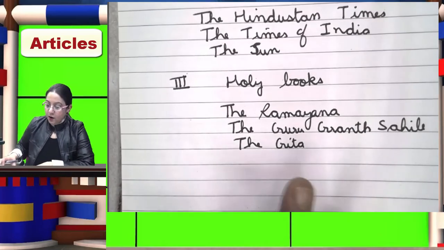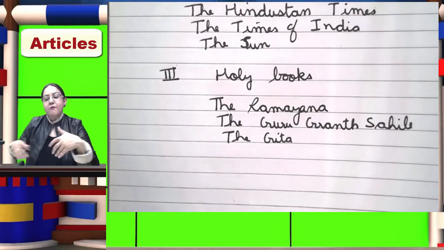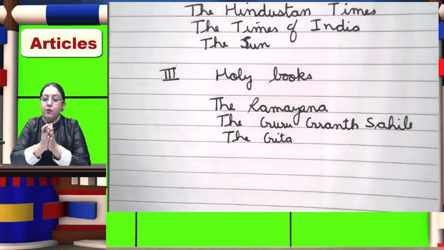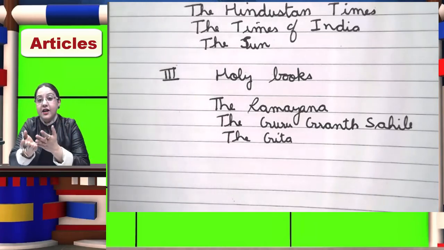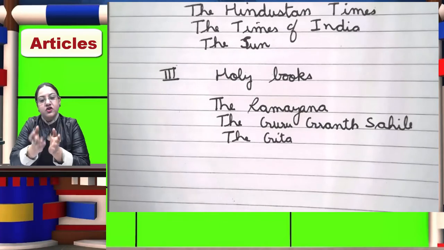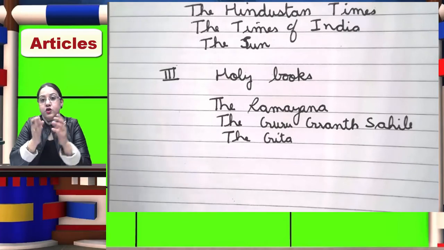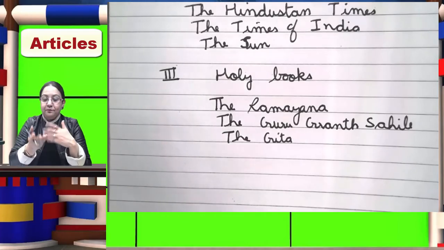Again, when I'm talking about holy books, Ramayana is only one book of its kind. We don't have many Ramayanas. We have just one Ramayana wherein we have Ramji, we have Sita Mata. So Ramayana is a special book, a special epic of its kind. Guru Granth Sahib is a holy book of Sikhs and it is a special religious book of Sikhs. So we say the Guru Granth Sahib.